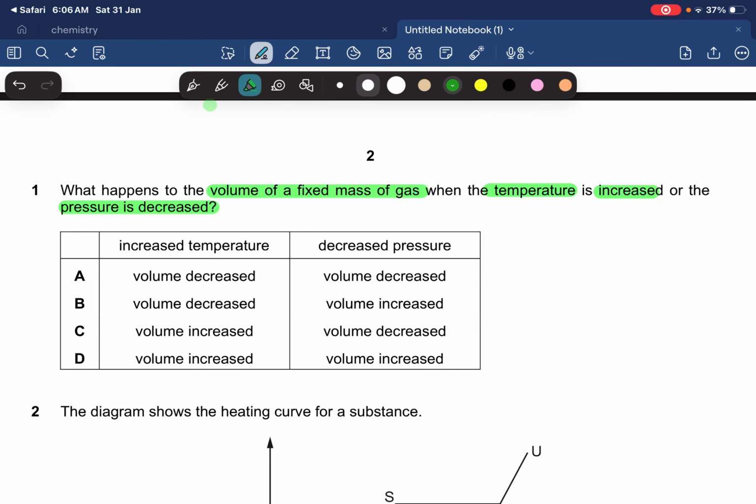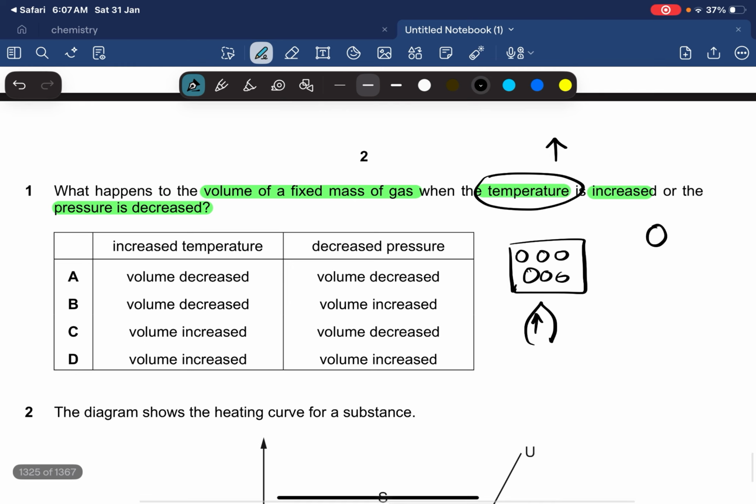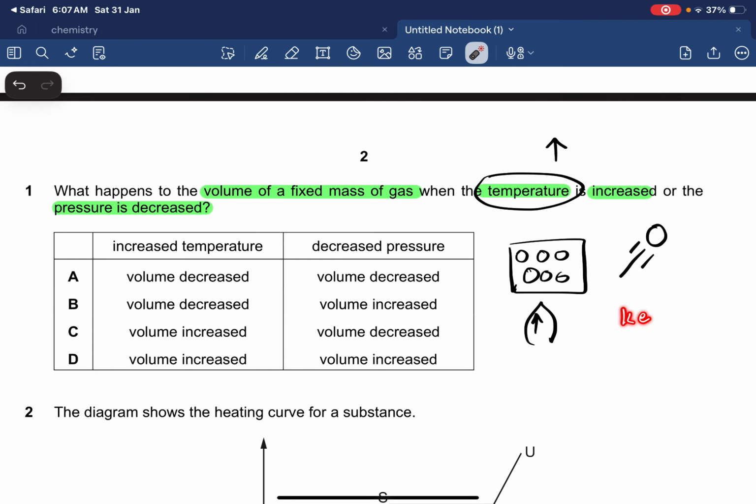So the first thing we've got to be careful about is that the temperature should be increased. If we have a fixed volume of gas, and these are the particles, and we somehow heat it from below, the temperature of the particles is going to increase. Whenever the temperature increases, the kinetic energy of the particles increases, and the speed of the particles increases. So the particles are going to move faster.